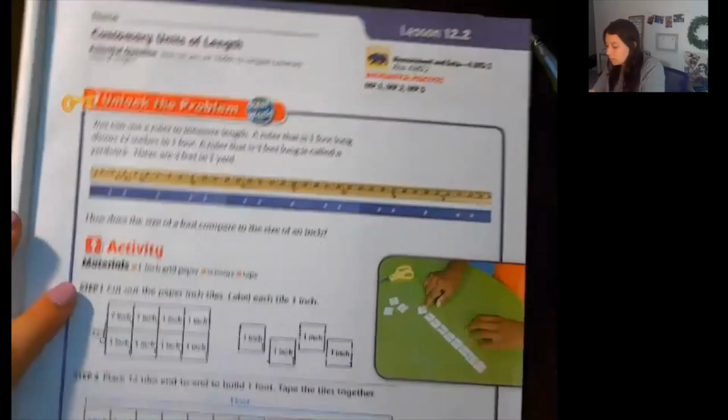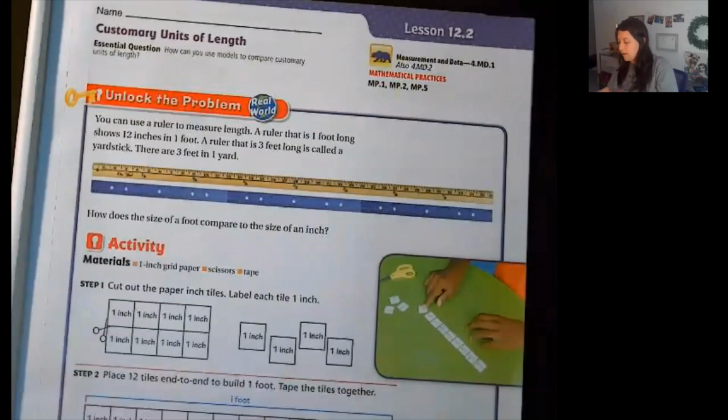It says you can use a ruler to measure length. A ruler is 1 foot long when it shows 12 inches. So with my ruler here, it goes from 0 to 12. So this is a foot long ruler. Okay, you can buy ones that are smaller that are only 6-inch rulers. That would be half a foot.